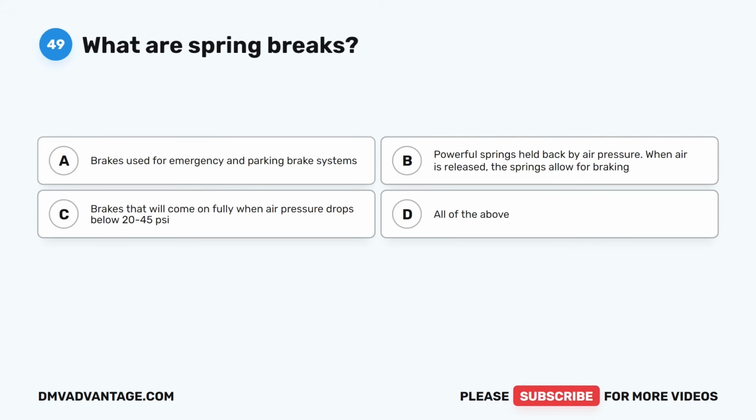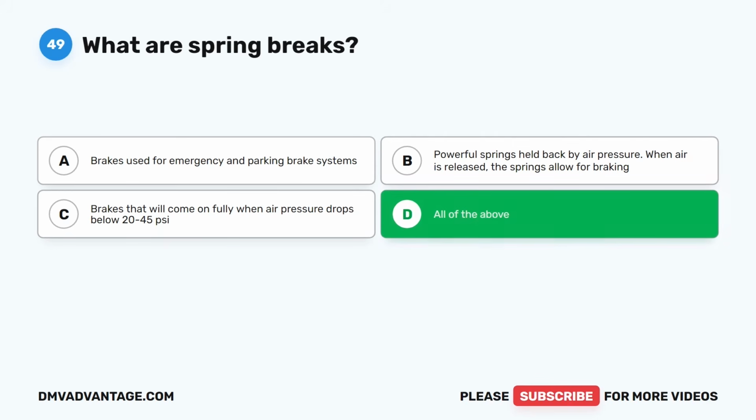Question 49. What are spring brakes? A. Brakes used for emergency and parking brake systems. B. Powerful springs held back by air pressure. When air is released, the springs allow for braking. C. Brakes that will come on fully when air pressure drops below 20 to 45 psi. D. All of the above. The correct answer is D.